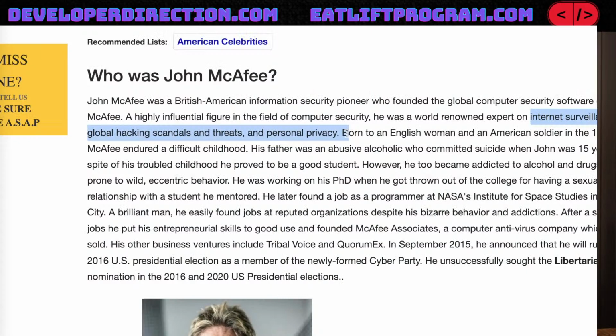Born to an English woman and an American soldier in the 1940s, McAfee endured a difficult childhood. I never knew this about him because I was reading this before the stream, guys. His father was an abusive alcoholic who committed suicide when John was 15 years old. In spite of his troubled childhood, he proved to be a good student. However, he too became addicted to alcohol and drugs and was prone to wild, eccentric behavior. He was working on his PhD when he got thrown out of college for having a sexual relationship with a student he mentored. Jesus Christ. He later found a job as a programmer at NASA's Institute for Space Studies in New York City. A brilliant man, he found jobs easily at reputed organizations despite his bizarre behavior and addictions.